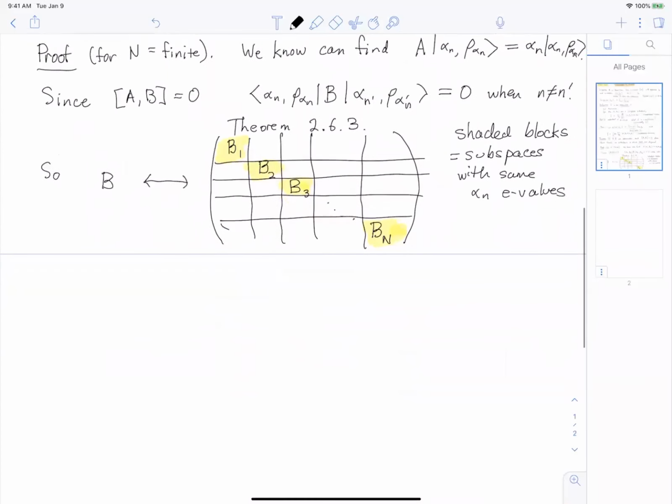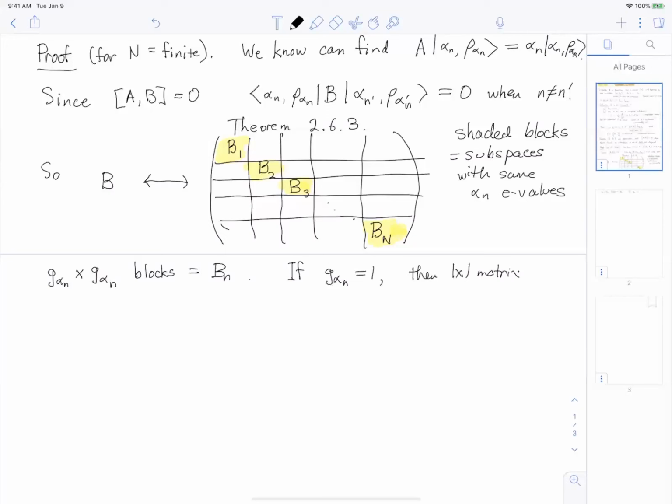Those blocks each have dimension g_αn, so they're square submatrices, g_αn by g_αn, which we're calling B_n. And of course, some of them may not be degenerate. If g_αn is equal to 1, then that's just a 1 by 1 matrix. But in general, they can have larger dimension on the diagonal.